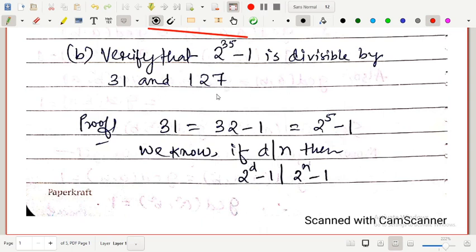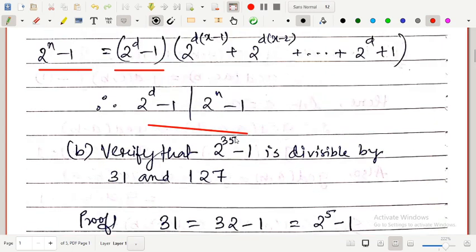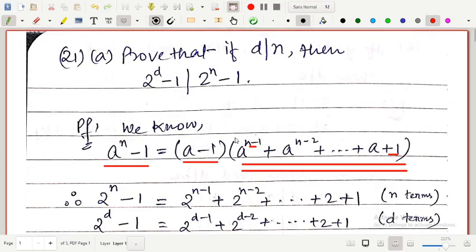Let's see. So see, 31 is equal to what? 31 is equal to 32 minus 1, we can write. And what is 32? 32 is 2 to the power 5, minus 1. Fine. And we are to divide 2 to the power 35 minus 1 by 2 to the power 5 minus 1. Fine. So here, a to the power n minus 1, here a is 2, n is 35. And 2 to the power d minus 1.